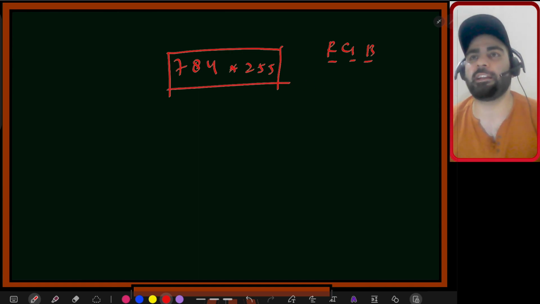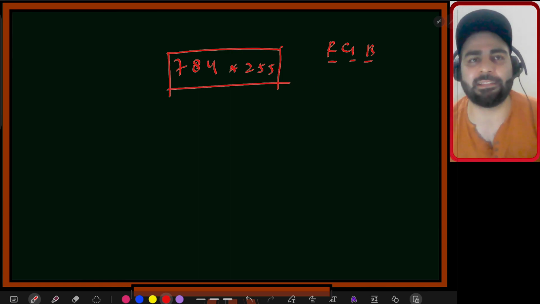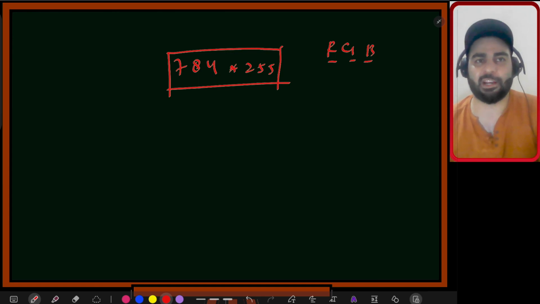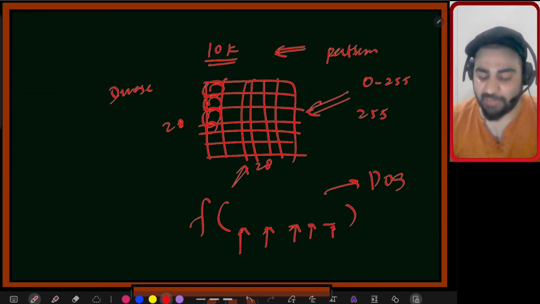Now we have to identify which picture is of a dog. That's nothing but basically learning a function. We're trying to learn a function. So this function now lies in how many dimensions?